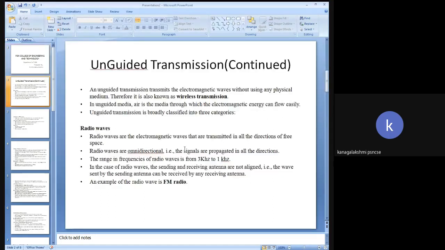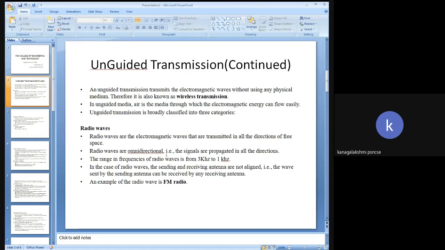Transmission medium. So next, moving on to the rest of the transmission media: unguided transmission media. Unguided transmission is also known as wireless transmission or unbounded transmission. More or less these are all the same.